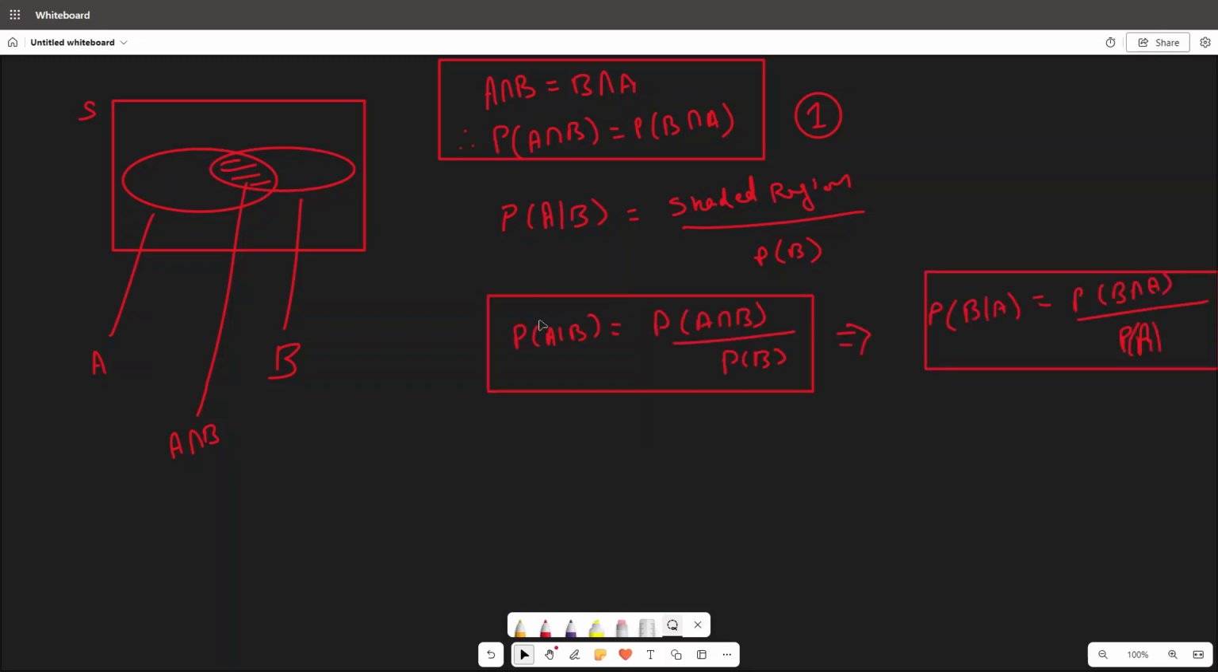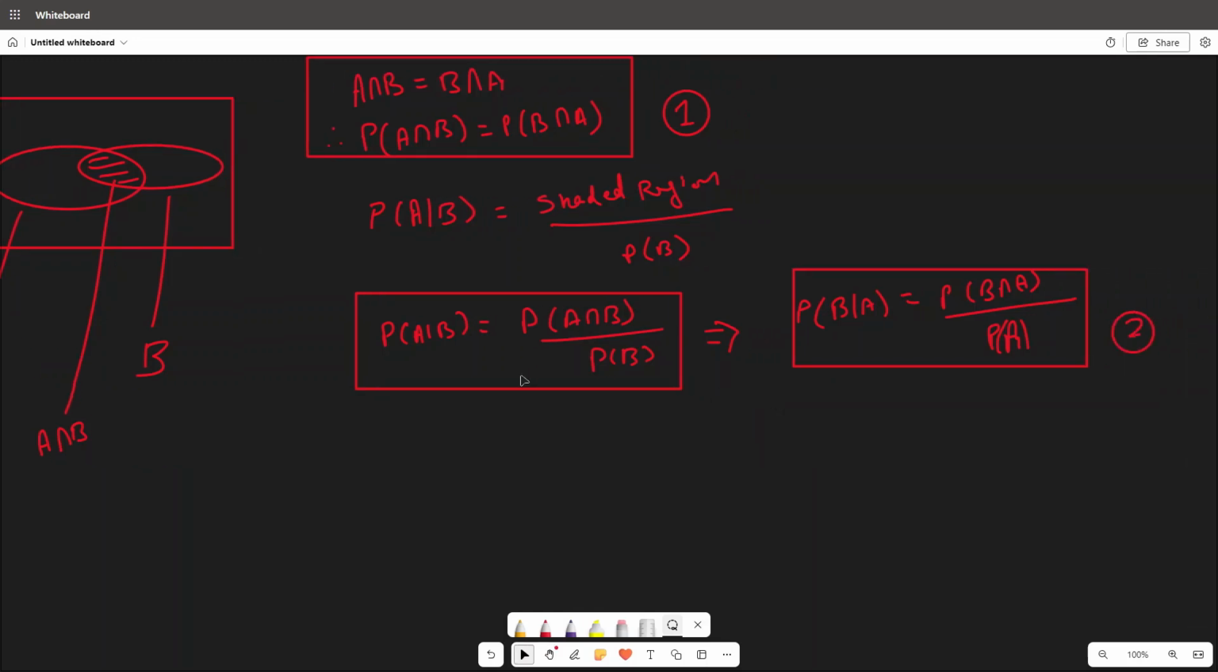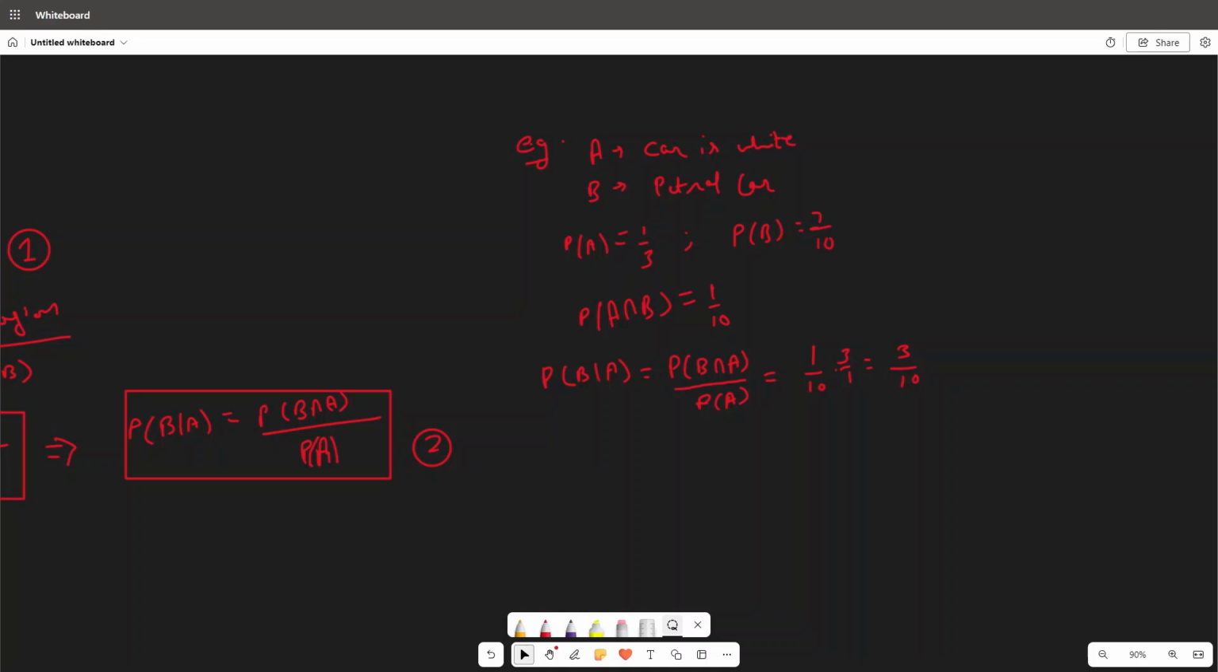So we can say that probability of A, given that B has already happened, is probability of A intersection B divided by probability of B. And on similar lines we can say that probability of B given that A has already happened is probability of B intersection A divided by probability of A. Now we will move on to one example for this conditional probability.